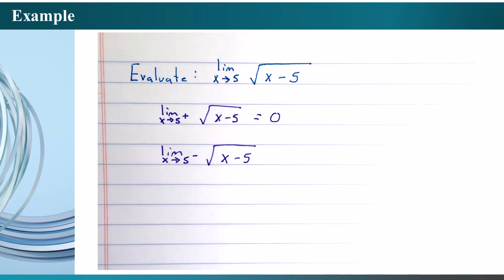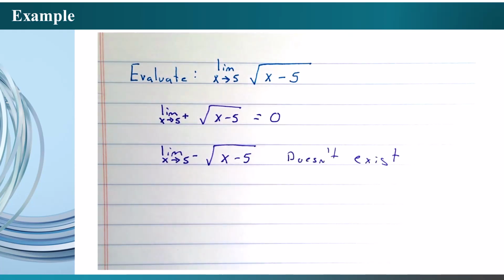Well, now let's consider the limit coming from the left. This means that we would substitute values that are increasingly close to 5, but they would be a little bit less than 5. However, if we put a value less than 5 into this expression, then we would get a negative underneath the square root, which is not equal to a real number. And so we can see that the limit coming from the left doesn't exist.